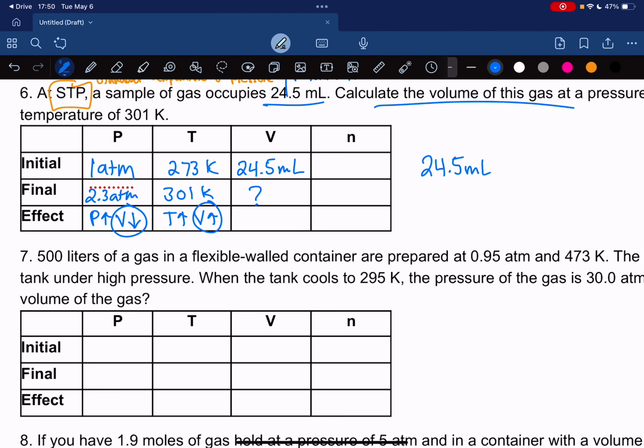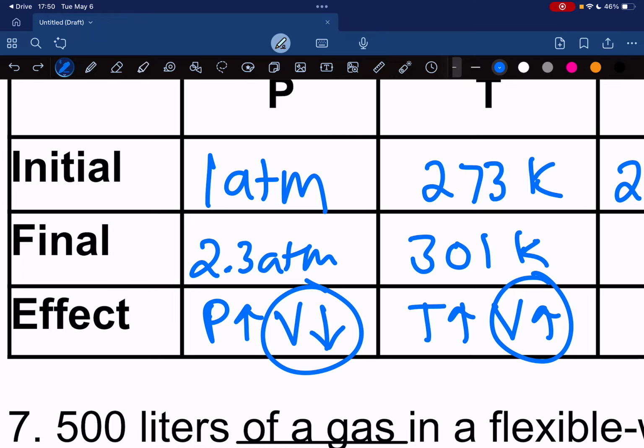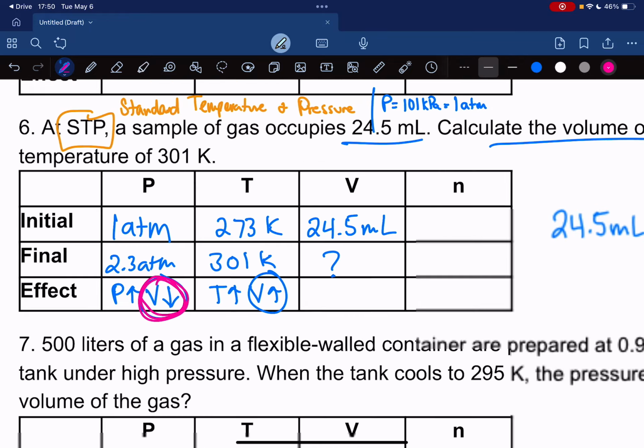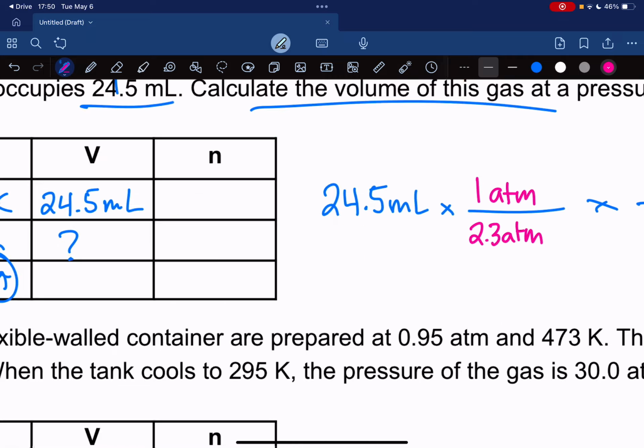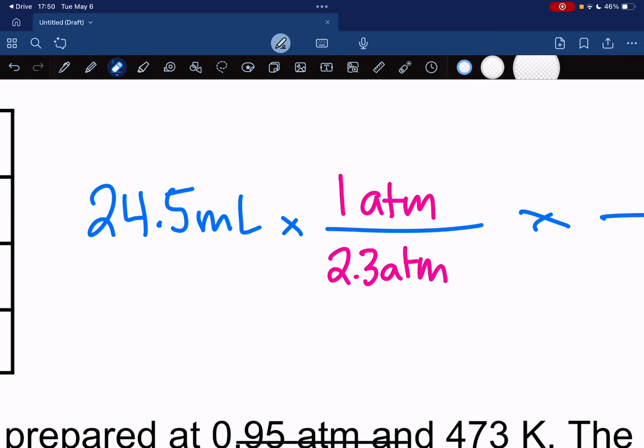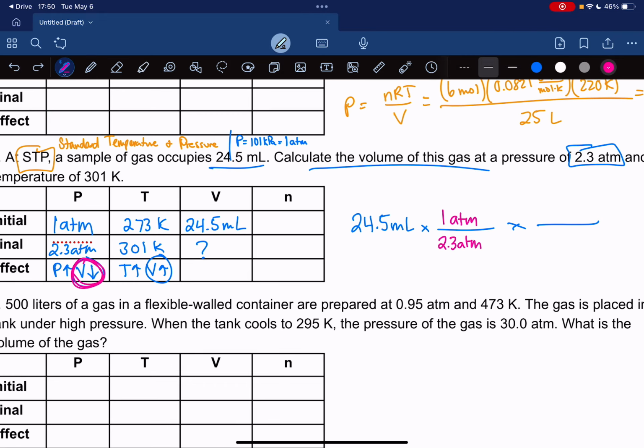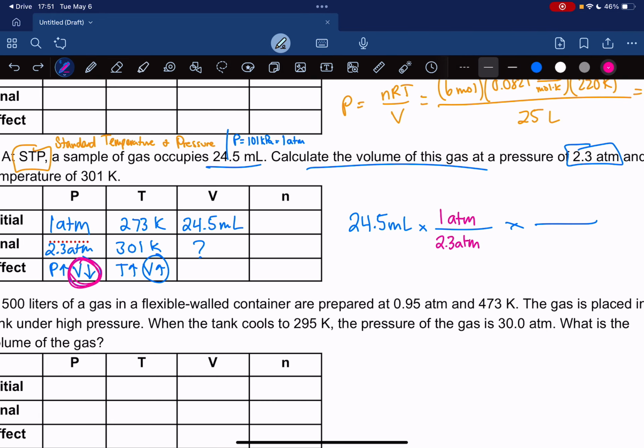My first ratio is going to be determined by my pressures. Looking at my pressures, I can see that my pressure change from initial to final is causing my volume to go down. Since my pressure change is making my volume go down, I'm going to arrange my pressures to make this 24.5 smaller. So I'm going to put my 1 on top of my 2.3. This is a fraction that's less than 1, so it will make my number smaller. If I arranged it the other way, it would have the opposite effect of what I want.